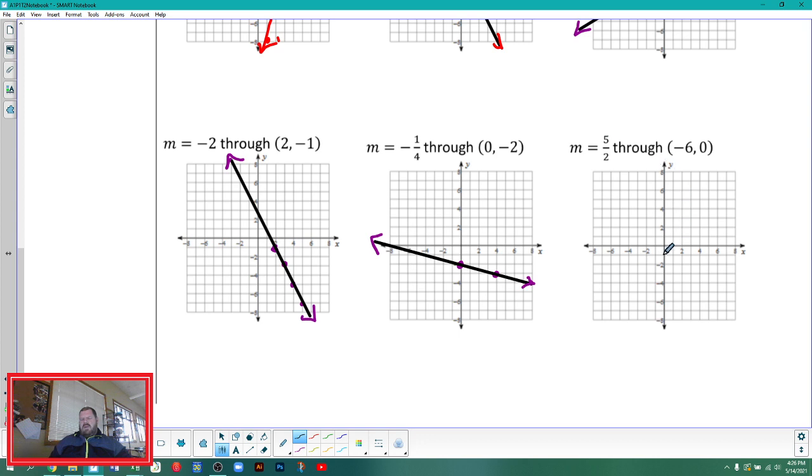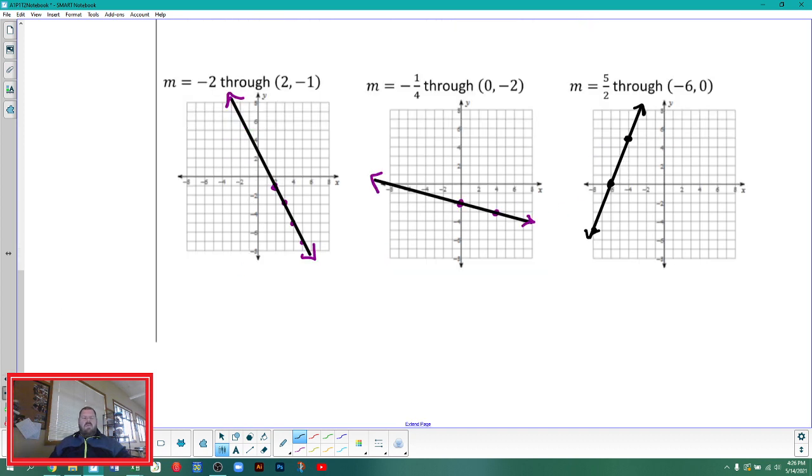Next one, I've got a point at -6, 0. That's right here. And a slope of up 5 and over 2. So that gives me a point right there. I can also do it the other way, down 5 and left 2. And that's a pretty good line through those points.